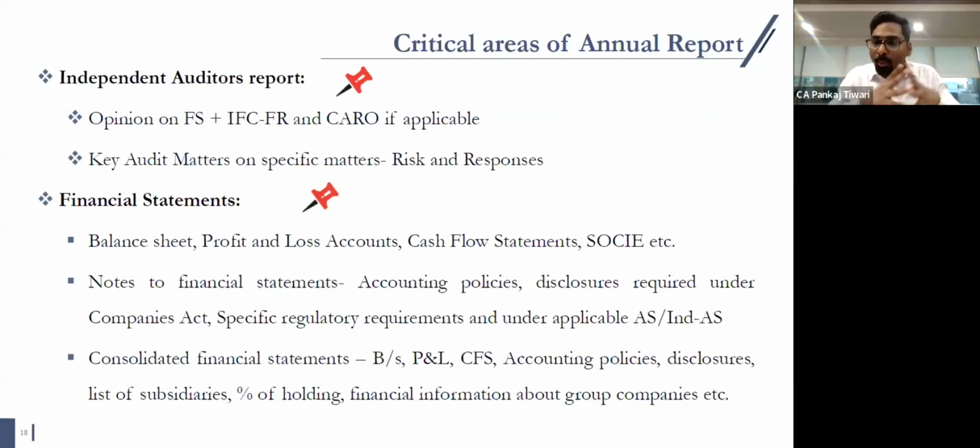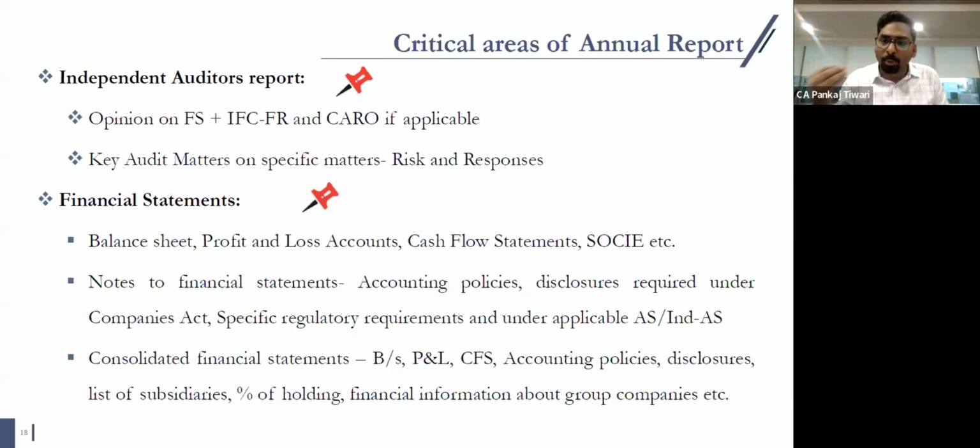For example, there is a whole section in the CARO where you need to comment upon the loans given by the company to its group companies, or investments made by one company in another group company, or whether any loans given are interest free, or any loans given to a subsidiary which have subsequently been written off, or you have given a guarantee on behalf of a group company, or you have pledged shares to obtain a loan for another group company.